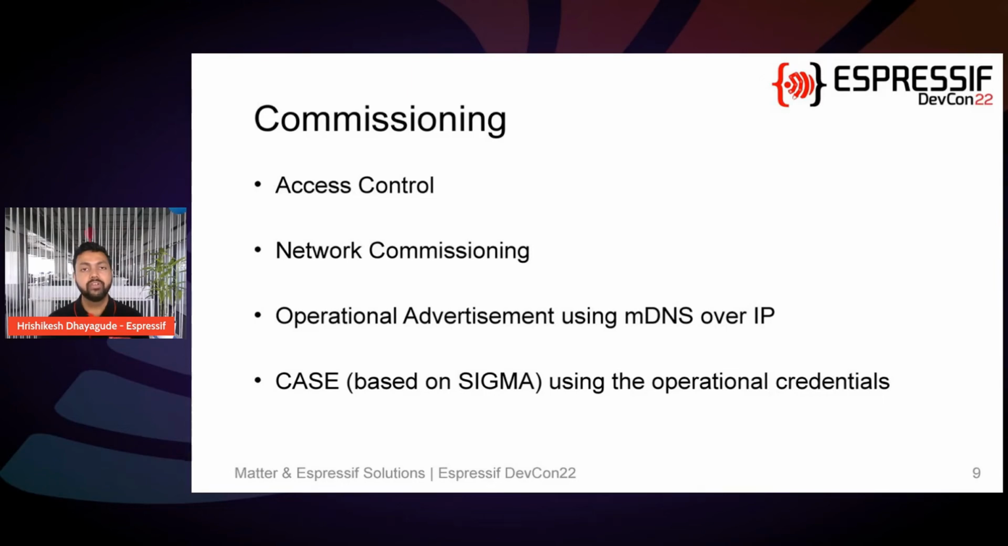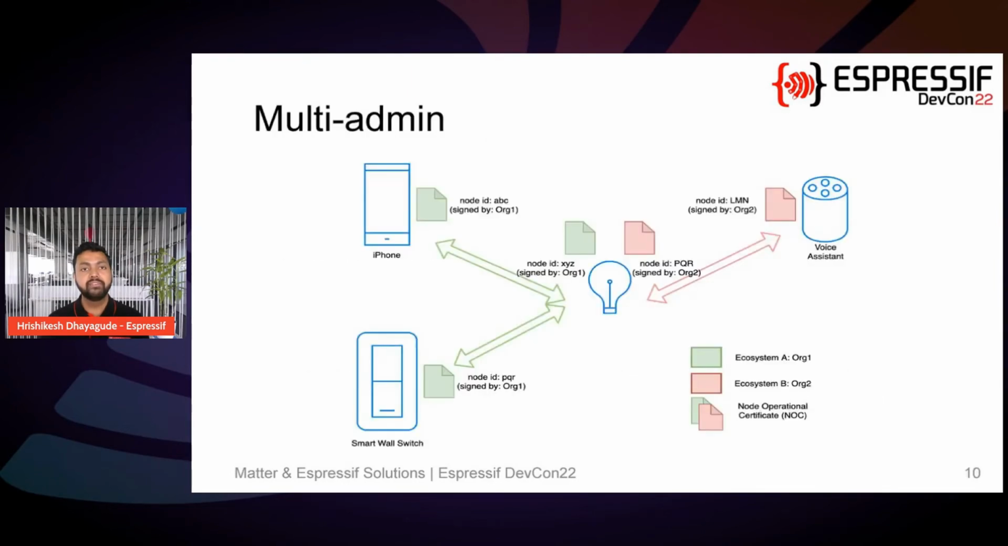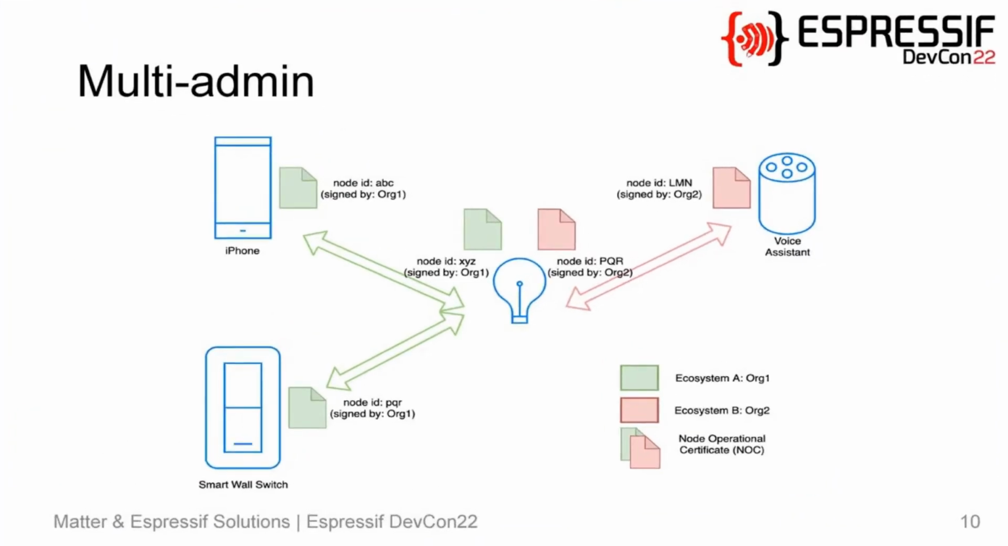Now, let us take a look at a multi-admin feature. Through multi-admin, a device can be a part of multiple ecosystems or Matter fabrics at the same time. As can be seen in the diagram, there is a light bulb at the center, which is already a part of two ecosystems or Matter networks. Ecosystem A from organization 1, seen in green, and ecosystem B from organization 2, seen in red.